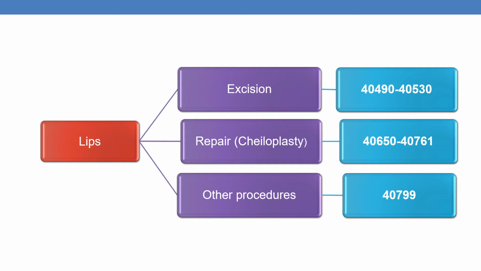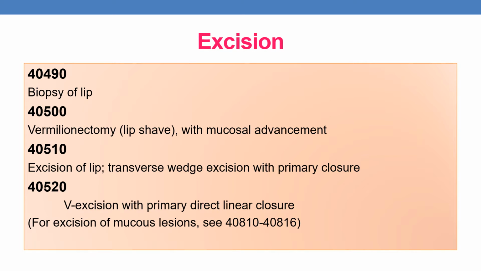First of all, coming to the first topic in digestive system, that is lips. Under lips, the CPTs are categorized into excision, repair and other procedures. The CPT range for excision is 40490 to 40530, and for repair or cheiloplasty, surgical repair, cheilo means lip, the CPT range is 40650 to 40761, and for other procedures it is 40799.